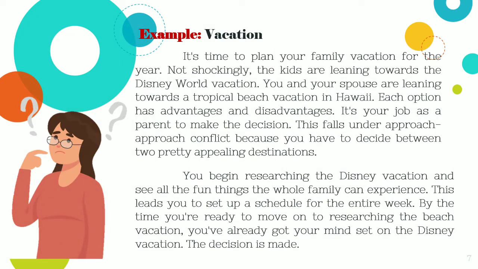For example, during vacation, it's time to plan your family vacation for the year. Not shockingly, the kids are leaning towards the Disney World vacation. You and your spouse are leaning towards the tropical beach vacation in Hawaii. Each option has advantages and disadvantages. It's your job as a parent to make the decision. This falls under approach-approach conflict because you have to decide between two pretty appealing destinations.